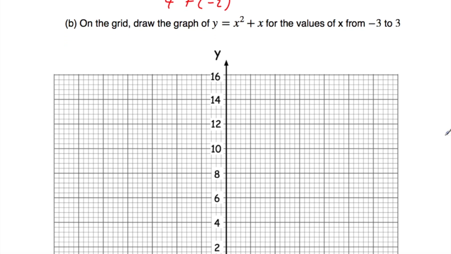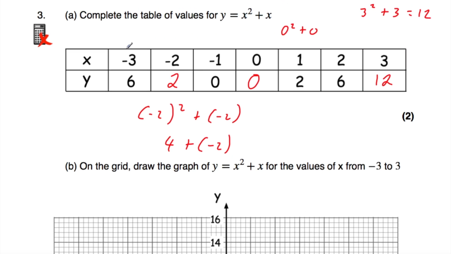And then if we go down, part B says, on the grid, draw the graph of y equals x squared plus x for values of x from negative 3 to 3. So in other words, plot these points. Negative 3, 6, negative 2, 2, negative 1, 0, 0, 0, 1, 2, 2, 6, and 3, 12. And then if we plot those points on the graph, then we can just do a nice curve through them.